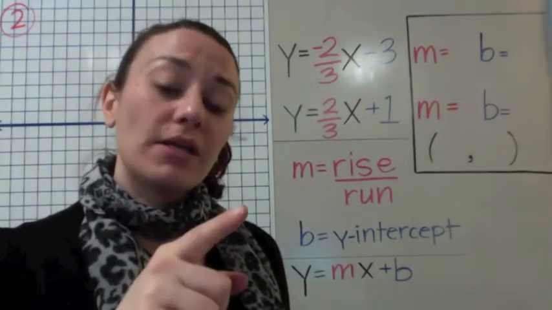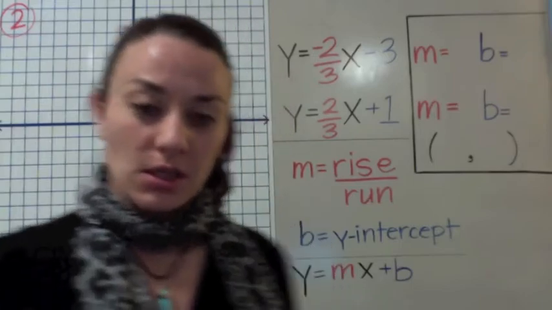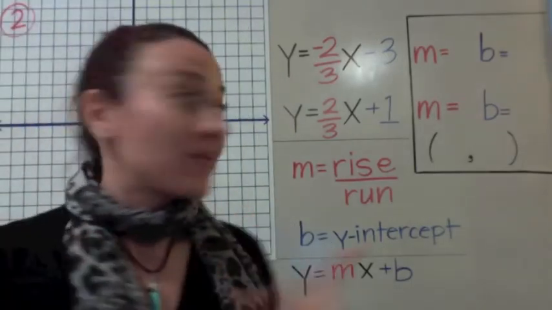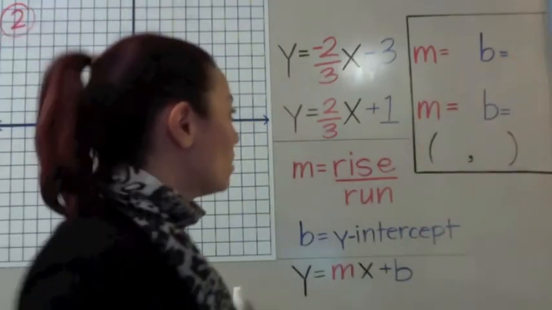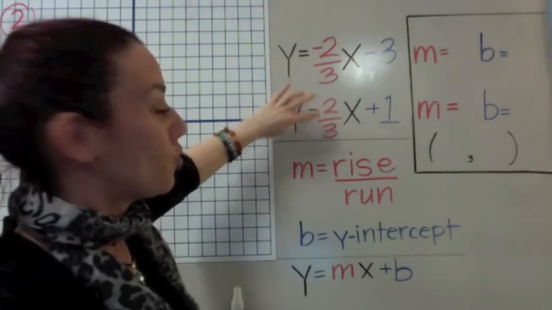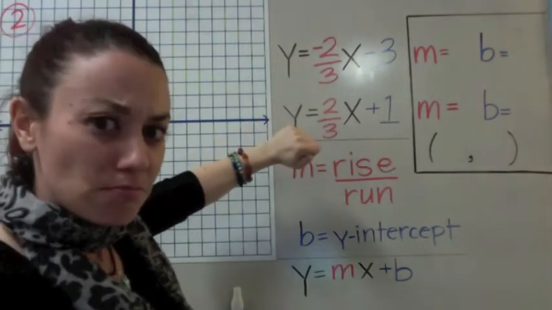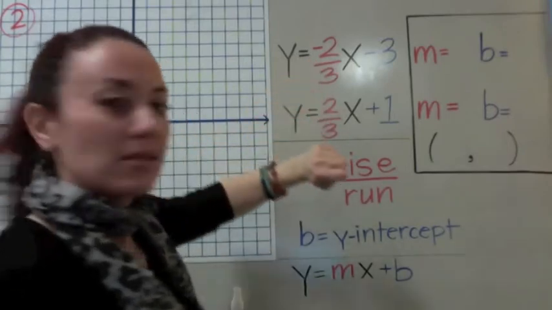Now let's graph this system of equations to see what the solution would be, which means what is the point of intersection? Where do these two lines cross? So to do that, we have to identify the slopes and the y-intercept to graph the lines. So let's take a look at the slopes. We have negative 2 over 3 and 2 over 3. Are they the same? No, they're different. One is negative and one is positive.